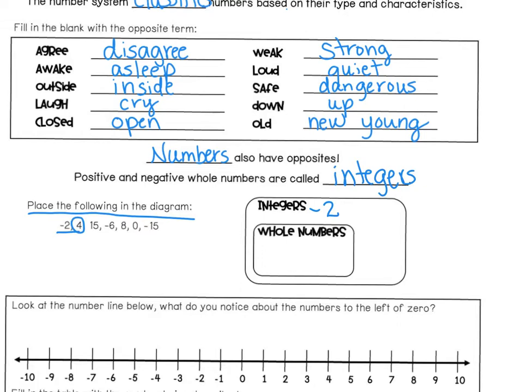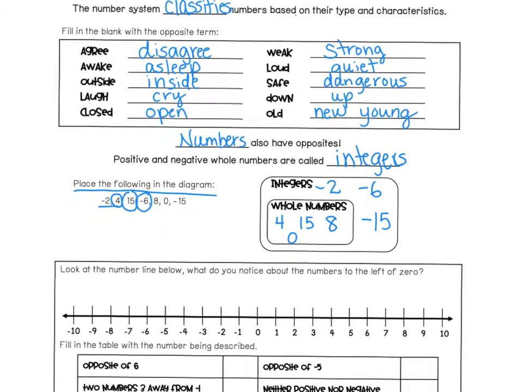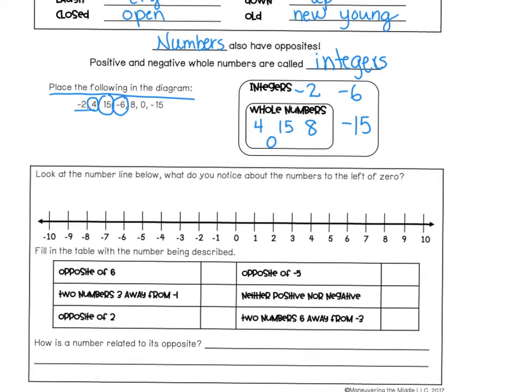Then 4. 4 is not negative. You can count to it, which makes it a whole number. 15, the same thing. It's not negative. You can count to it. It's a whole number. -6 is an integer simply because it has the negative sign with it. The number 8 is a whole number. The number 0 is a whole number. And then finally, -15 is an integer. So integers include whole numbers. They're part of that same set.